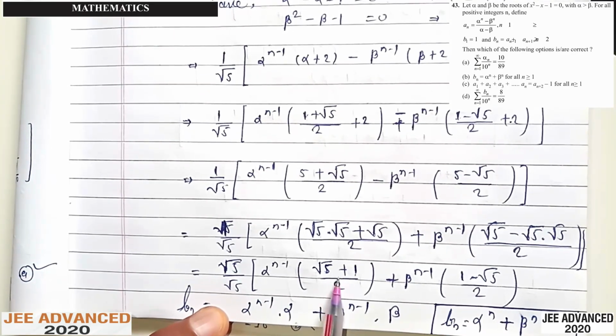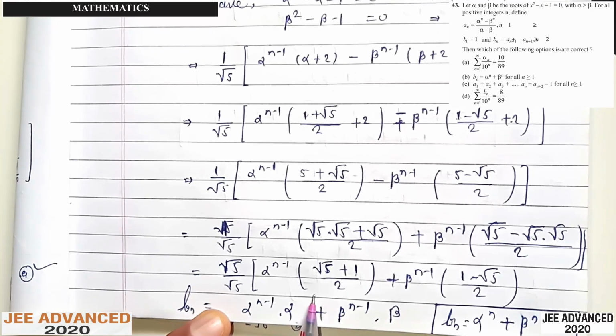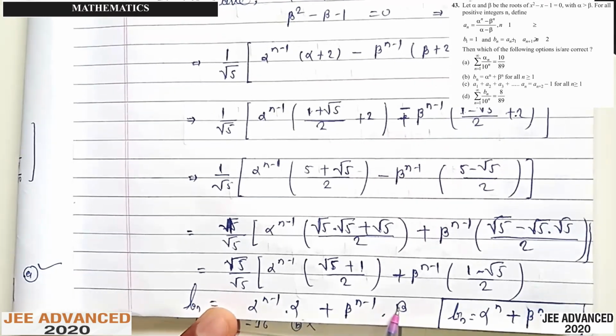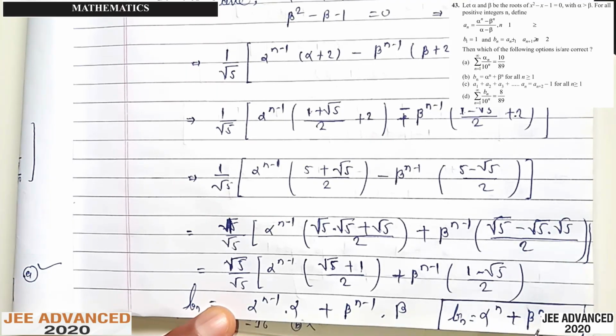Now here we can see that this is the value for alpha, and this is the value for beta, okay. Alpha raised to n minus 1 into alpha raised to 1. So when the base is the same, we add their powers, okay. So alpha raised to n minus 1 plus 1, it will be alpha raised to n only. Beta raised to n minus 1 plus 1, it will be only beta raised to n.